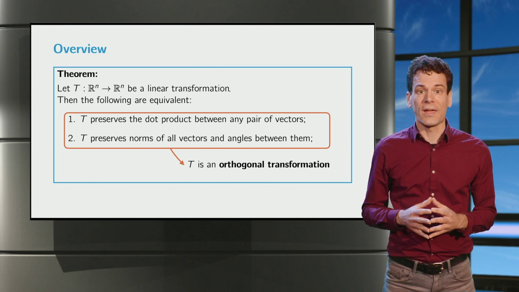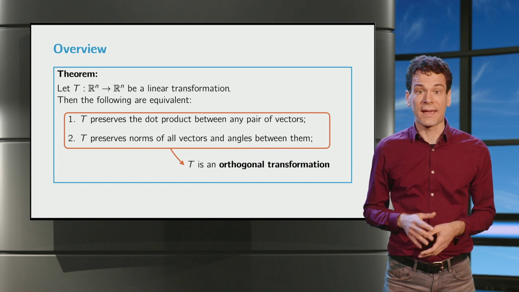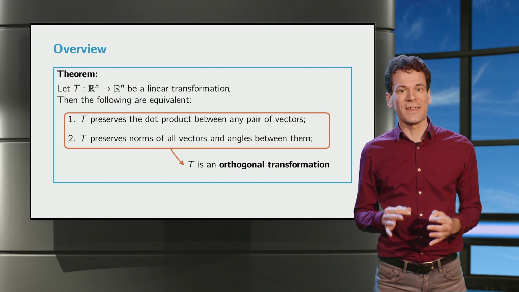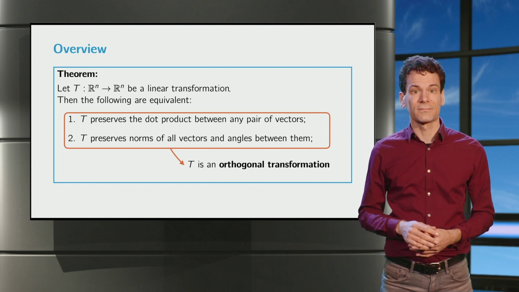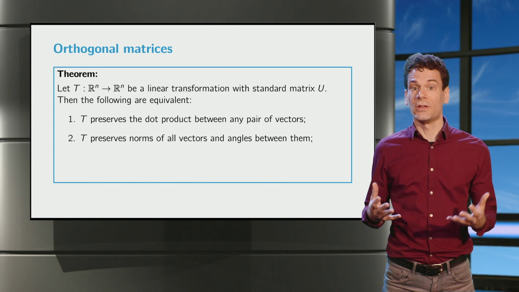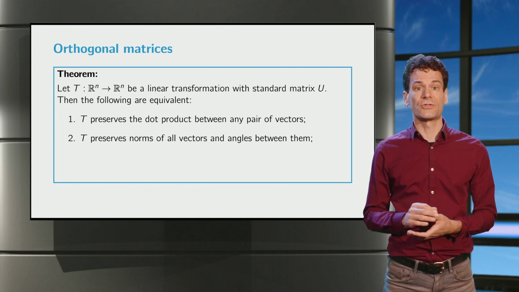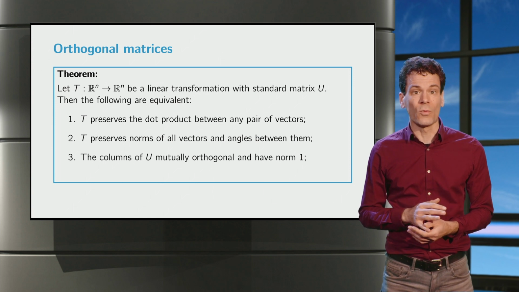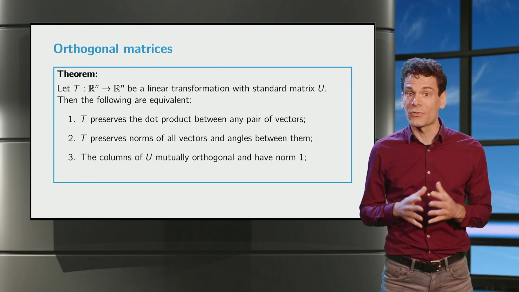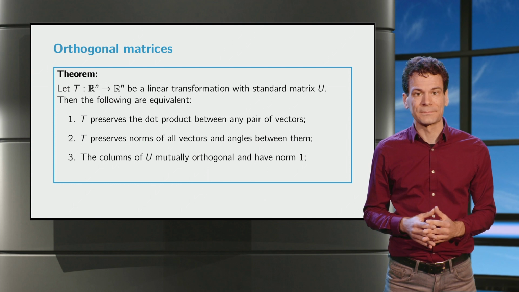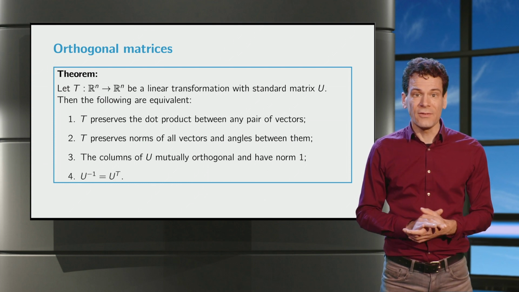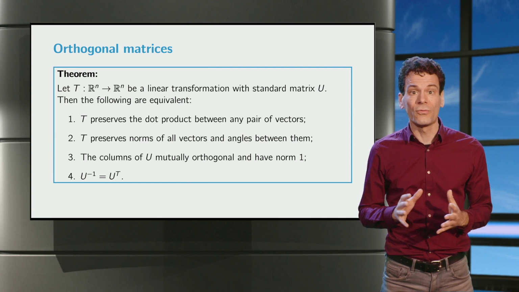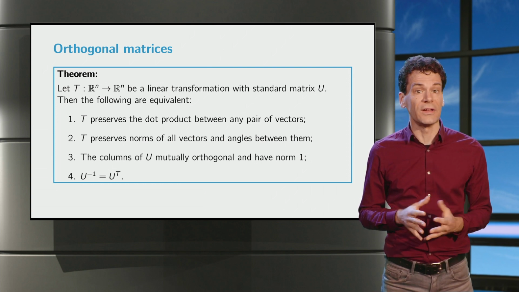Since orthogonal transformations are quite special, you can expect that their standard matrices have special properties as well. You will see in this video that this is indeed the case. Let's call the standard matrix U. Then the following is true. The columns of U are mutually orthogonal and have norm 1. Said differently, the columns form an orthonormal set. Furthermore, the inverse of U is equal to the transpose of U. In fact, all four statements on the slide are equivalent.